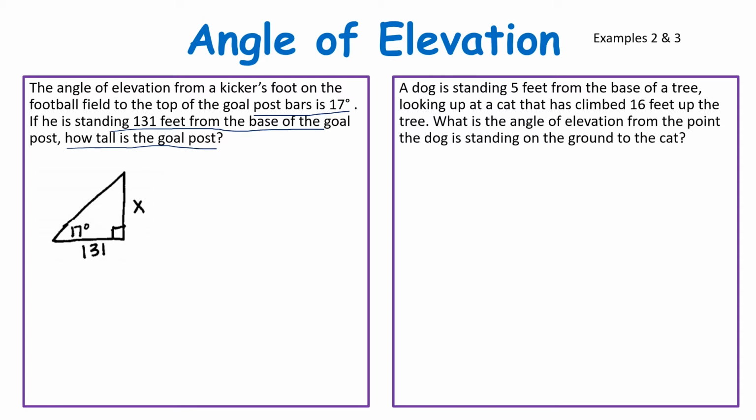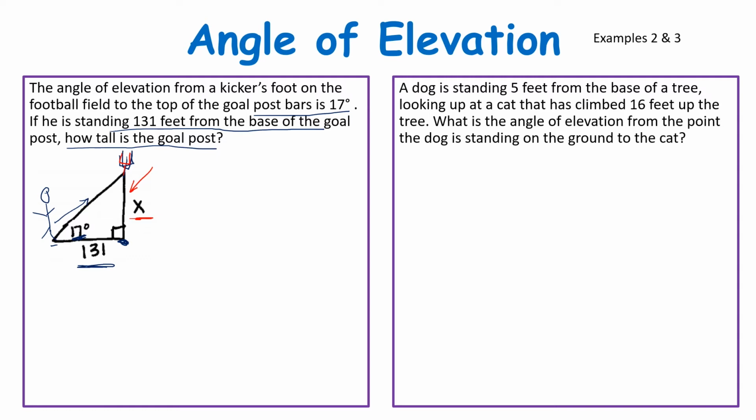If we have our kicker, this is my kicker, and this is my goal post right here. The distance from the kicker to the base of the goal post would be that 131 foot length. The angle of elevation from the kicker to the top of the goal post would be going up, so that would be 17 degrees right here. And we want to know how high the goal post would be, which is this piece here, this length. No, that doesn't look like a goal post, but it is.